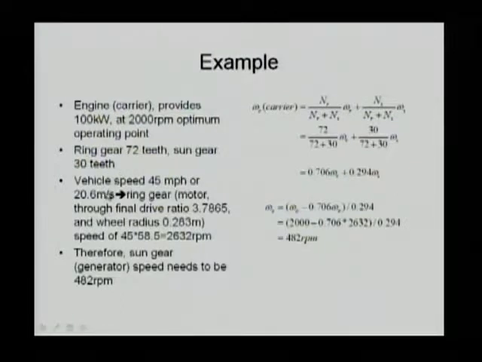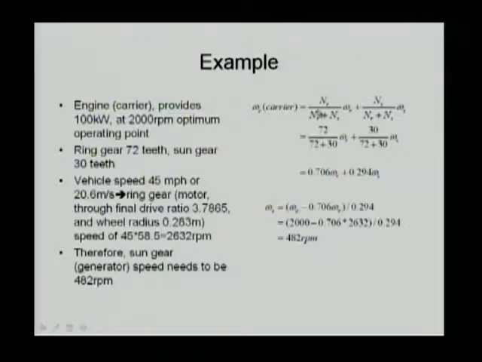And the vehicle is operating at 45 miles per hour. Since we know that the ring gear is connected to the final drive, we can easily calculate the ring gear speed based on the vehicle speed, knowing the diameter of the wheel and the gear ratio. In this example, we calculated that the ring gear speed is 2632 RPM. And we know that the carrier is the engine, where we want the engine to operate at 2000 RPM. So the only unknown left is the sun gear speed.